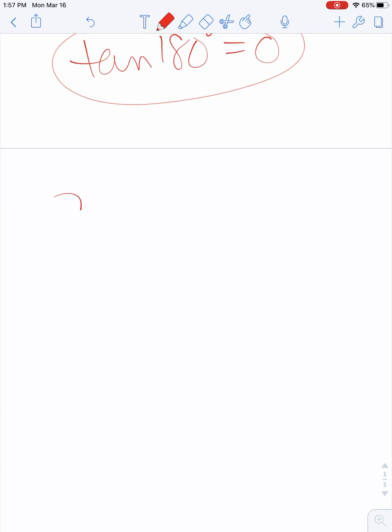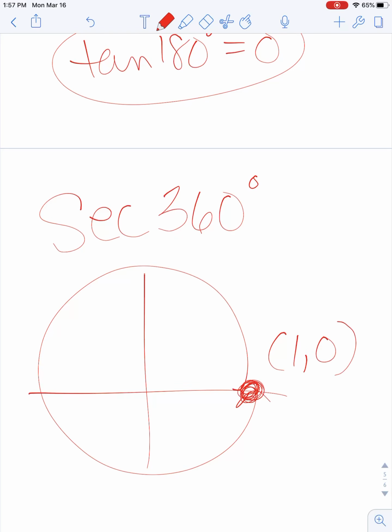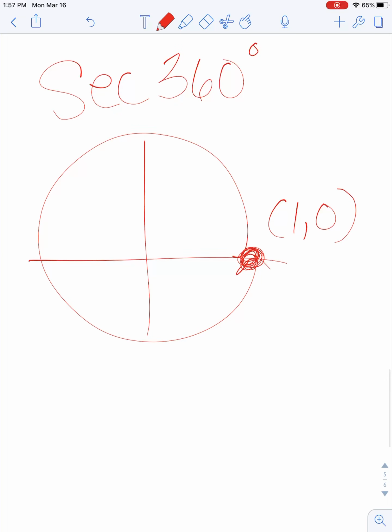Okay, let's try a secant. Let's do secant of 360. So in my mind, I think, okay, where am I? 360. I go around, I'm right here. What's the ordered pair there? 1, 0. So now I think to myself, secant is the reciprocal function of cosine.